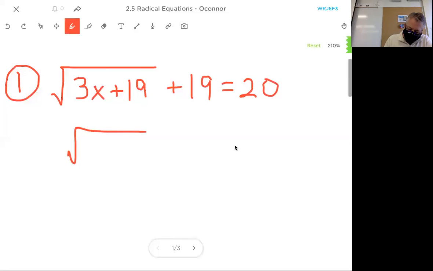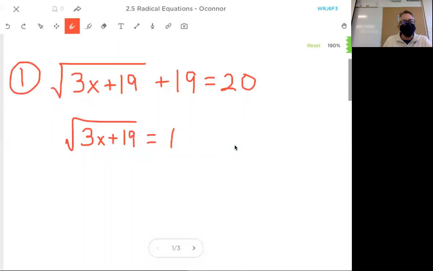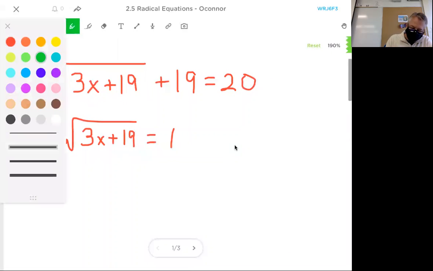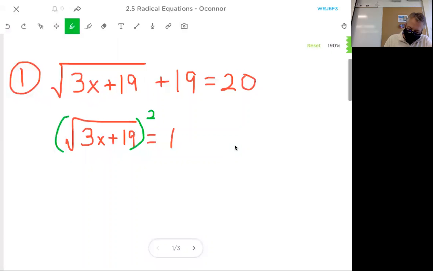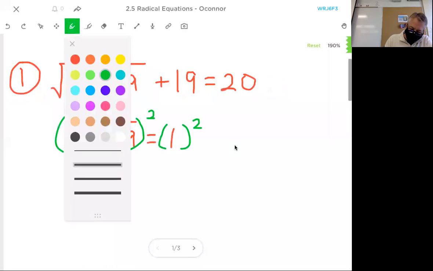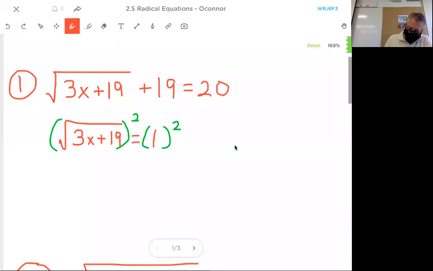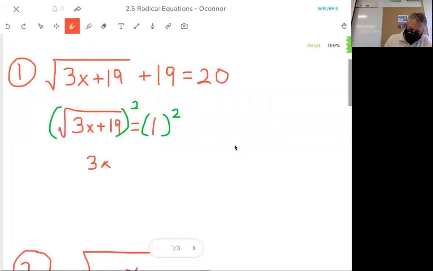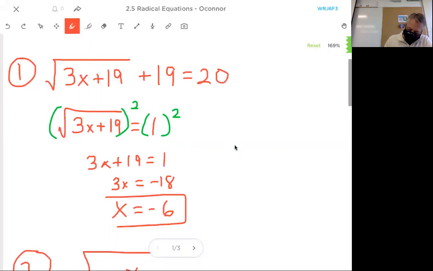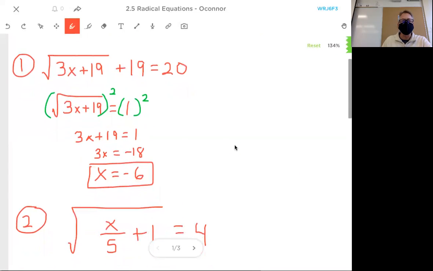We have the square root of 3x plus 19 is equal to 1. Now we want to square both sides. When we do that, we get 3x plus 19 on the left equals 1 on the right. And then we just solve. So 3x is negative 18, or x comes out to be negative 6.